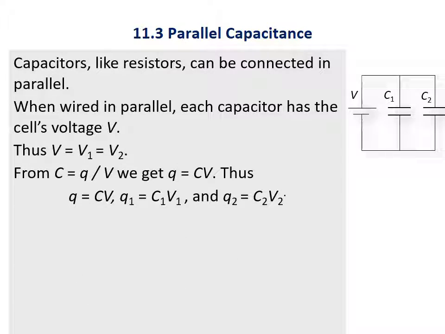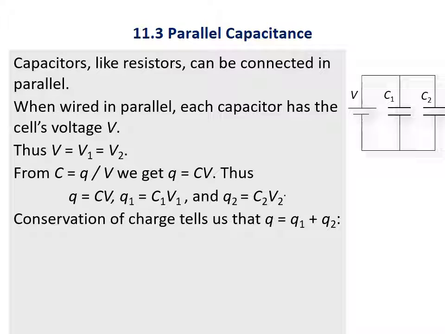So all I've done now is I've rewritten this equation for capacitance to solve for Q, multiplying by voltage on both sides. Q equals C times V, therefore the charge through branch 1 is C1 times V1, and the charge through branch 2 is C2 times V2. And from conservation of charge, I know that the charge coming out of the battery equals the charge through branch 1 plus the charge through branch 2. Current is split there.